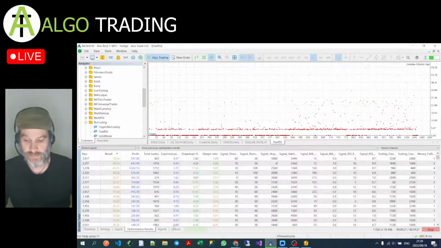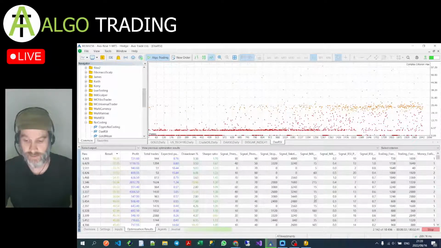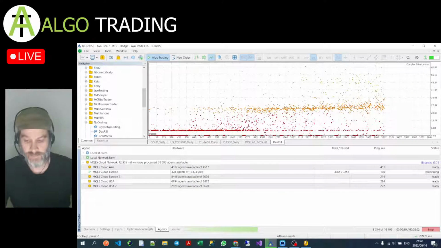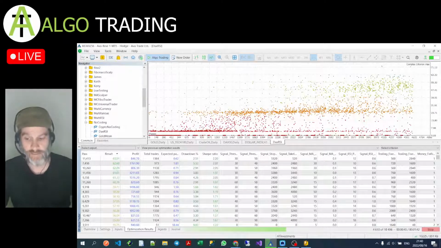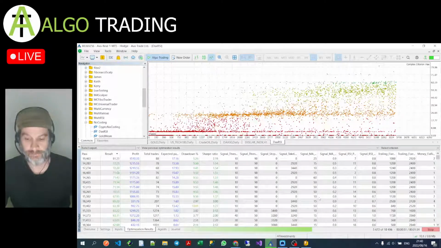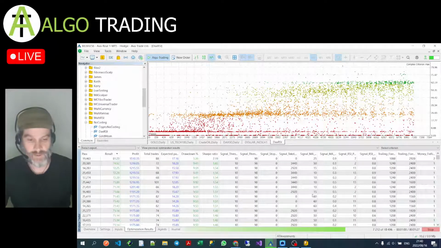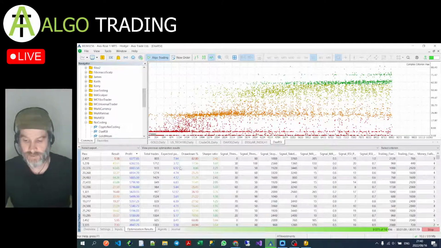Okay, let's see if we're getting any results. There's one decent result there. Yeah, there's a few decent things in there. Essentially what we're looking for is the highest profit, the least drawdown, and the highest result. That's what we're looking for. Okay, so not getting amazing results so far. Let's just check what we've got so far. Yeah, it's not great so far.